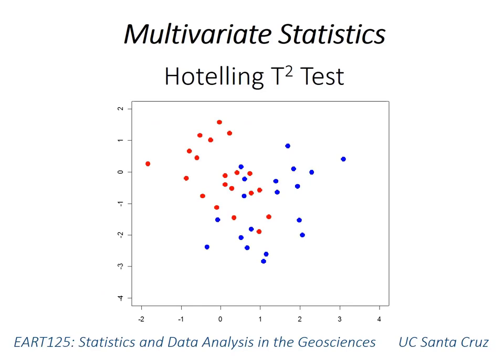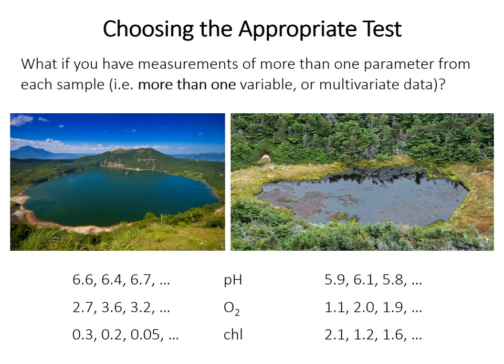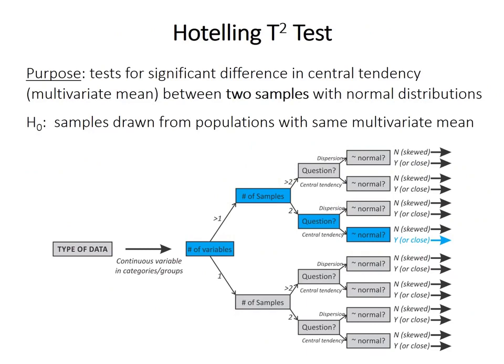This video discusses the Hotelling's T-squared test, which is basically the multivariate version of the t-test. Remember that multivariate data means you have measurements of more than one parameter from each sample. For example, you want to compare pH, oxygen, and chlorophyll, those are the three variables, all together from two different lakes, and those two lakes are the two samples. So that's what the Hotelling's T-squared test is for.